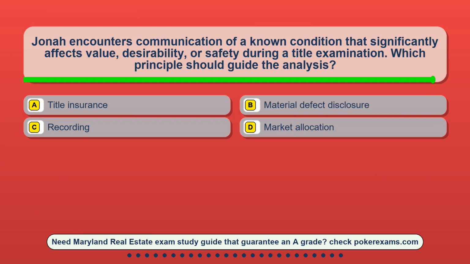Question 22. Jonah encounters communication of a known condition that significantly affects value, desirability, or safety during a title examination. Which principle should guide the analysis? Option A, title insurance. Option B, material defect disclosure. Option C, recording. Option D, market allocation.